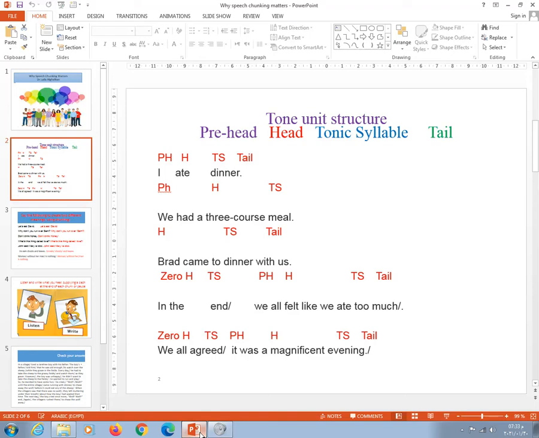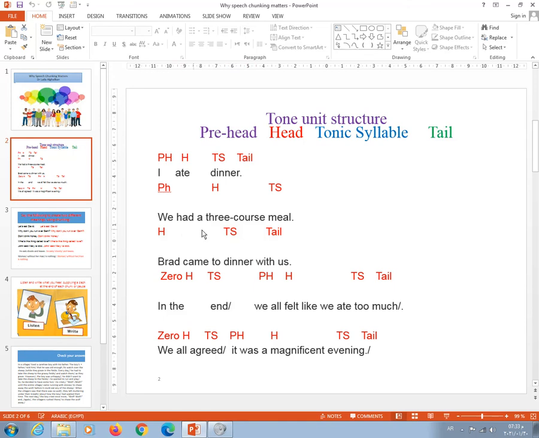Okay, "I ate dinner." Here "I" is a pre-head, as you see, because it's a pronoun. "Ate" is a verb and an important word; it's the head here. And "dinner" is the focus word. "Din" is the tonic syllable and "ner" is the tail. Okay, look at the second example.